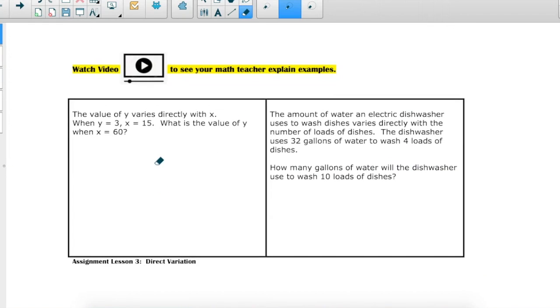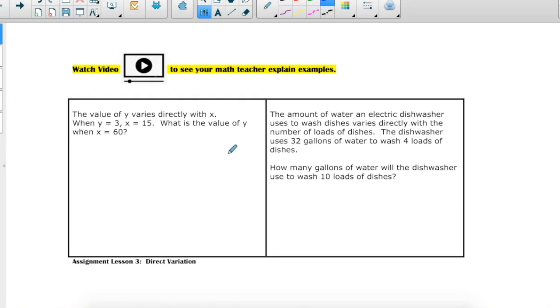So we're going to look at this example and work that out together. It says here the value of y varies directly. Aha, there's direct variation there. With x. When y equals 3, x equals 15. What is the value of y when x equals 60?